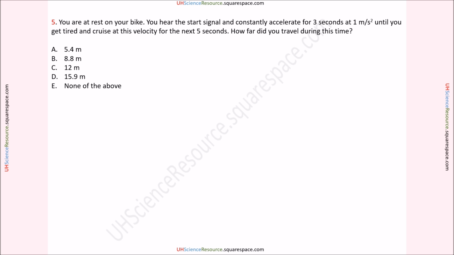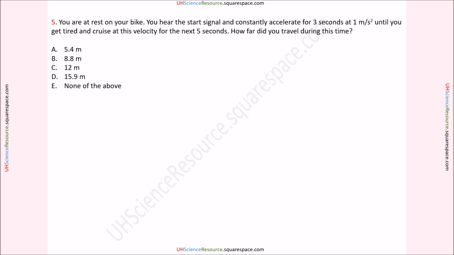This is question number 5. It says you are at rest on your bike. You hear a start signal and constantly accelerate for 3 seconds at 1 meters per second squared until you get tired and cruise at this velocity for the next 5 seconds. And we're asked, how far did you travel during this time?